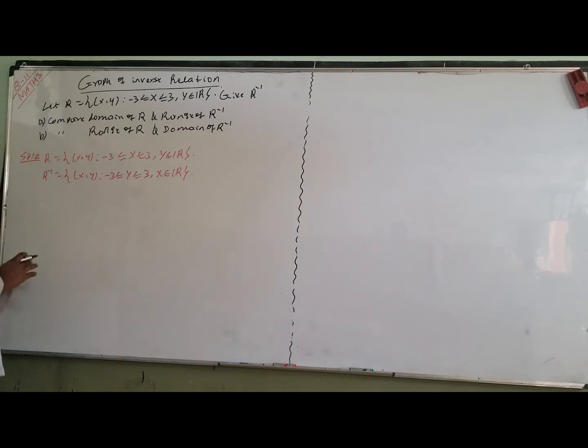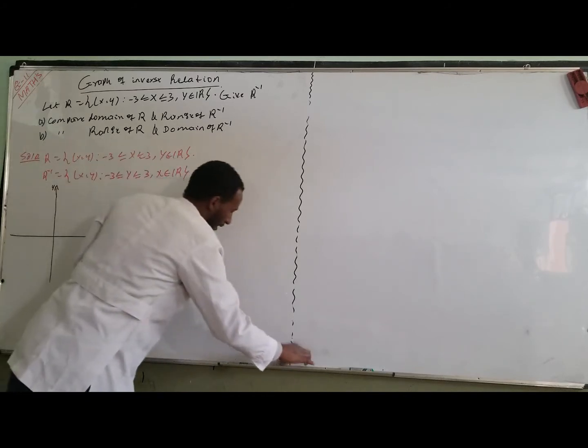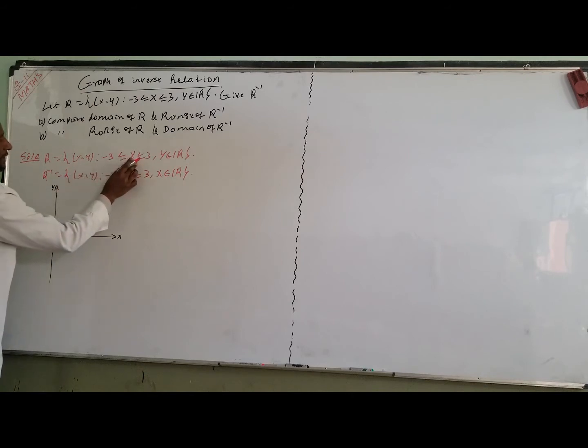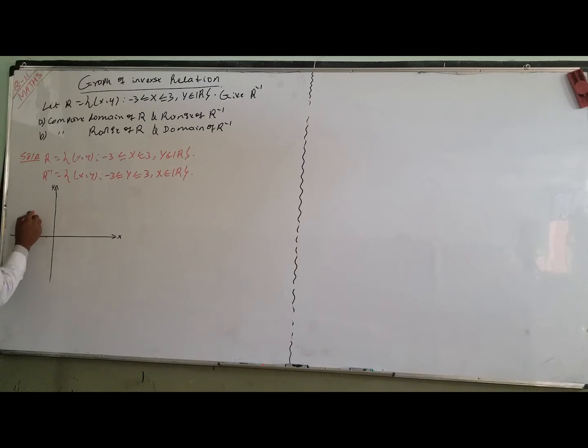Let us draw the graph of R and R inverse on different xy coordinates. Let us take this as the xy coordinates. When we draw the graph for R, the graph of R means x is between negative 3 and 3, then 1, 2, 3, negative 3 here, then 1, 2, 3 around here.